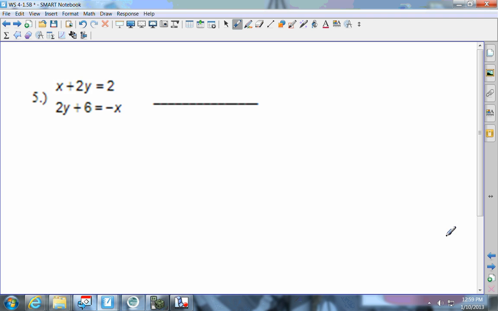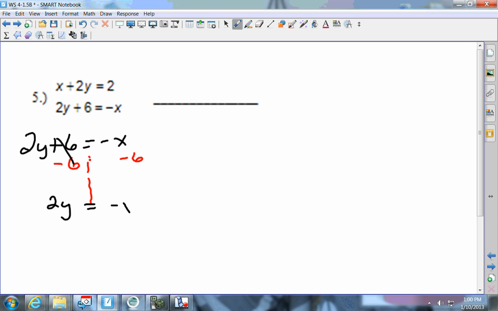Okay, on this one, let me start with the bottom equation first, just because it's right there. I need to get y by itself. What's on the same side with the y? Well, the first thing I see is the plus 6, so I'm going to subtract 6 from each side. I get 2y equals negative x minus 6. I'm going to divide by 2.